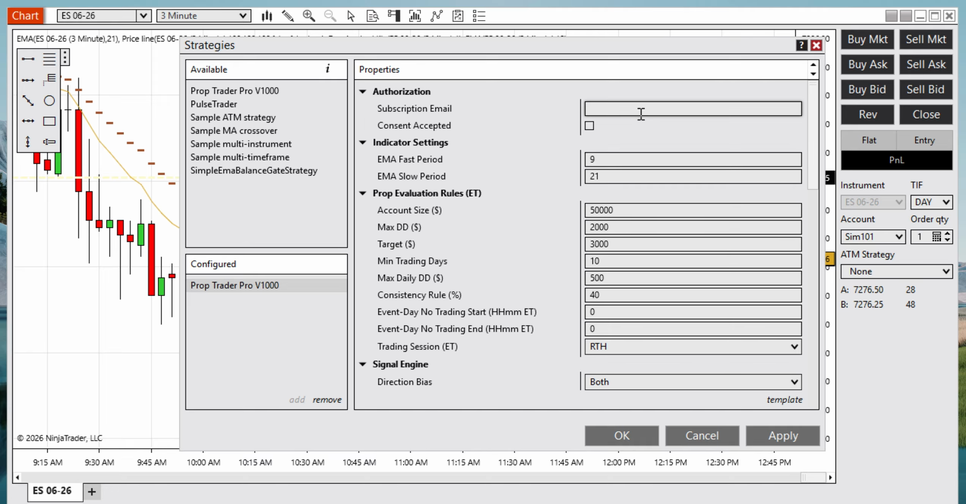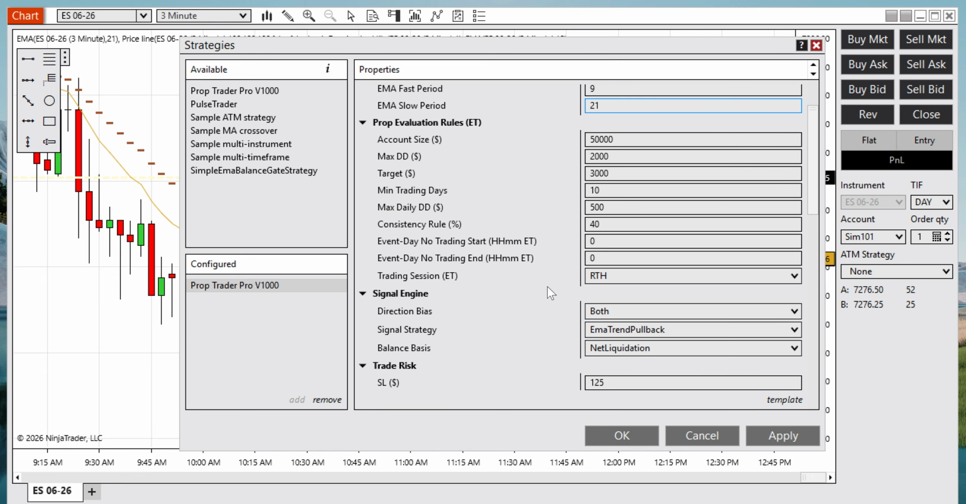Okay, so here, first things first, you add your subscription email and accept the risk consent, because futures trading is always risky. And so this is mostly educational. We want to have an educational skill here. And EMA fast, EMA slow. So this Prop Trader Pro basically has some conditions. It makes the decisions based on these two, fast and slow. Default is 9 and 21. You can change it later.